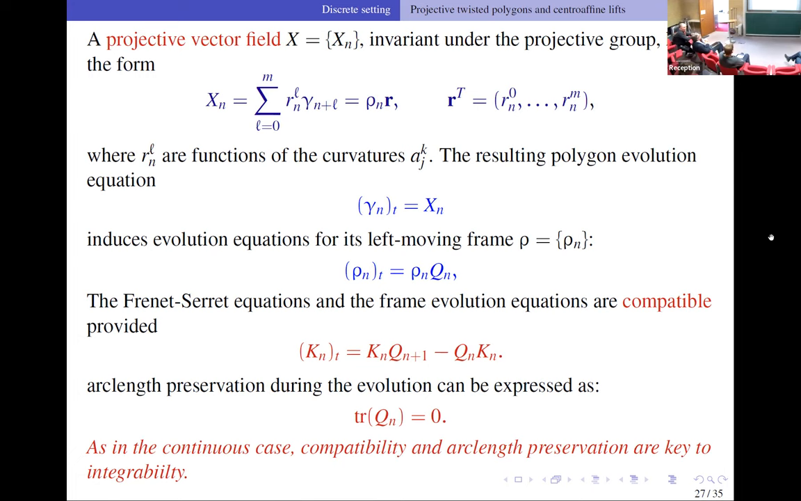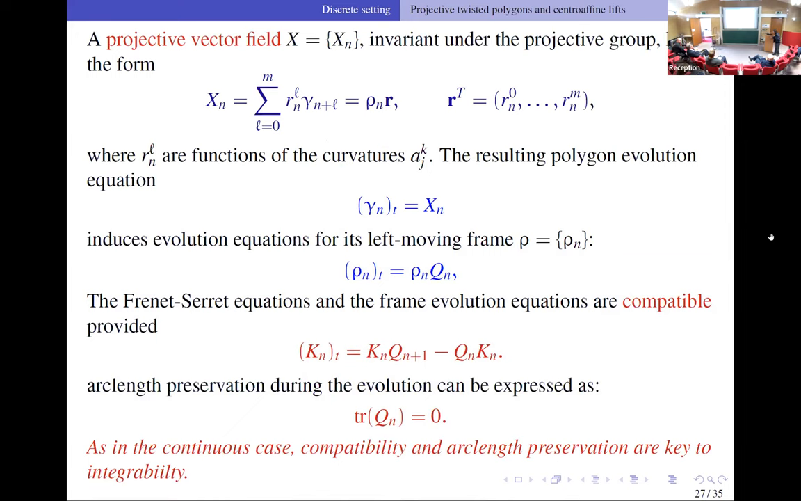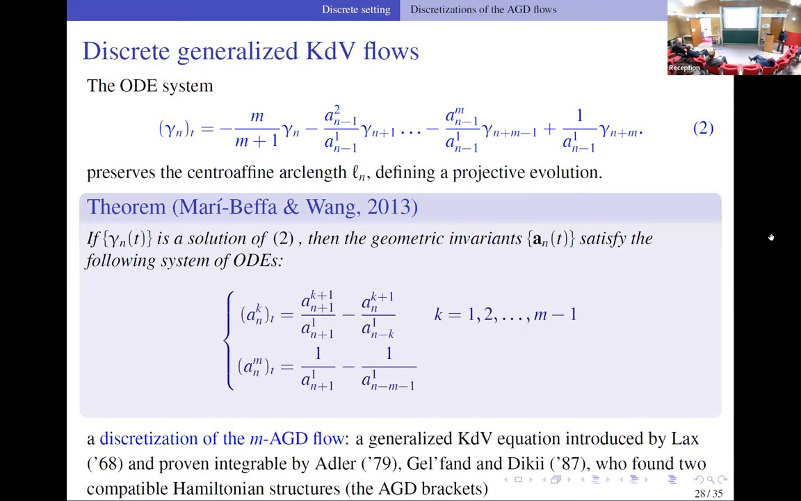continuum in time, discrete in space, set of PDEs. Arc length preservation requires Q sub n has zero trace, and again, compatibility and arc length preservation seem to be key to integrability. And here we are. And you have to place a loop element. Exactly. So you do need that, and therefore you inherit naturally the trace zero condition. That's absolutely correct. So after all of this, here is what we started with.